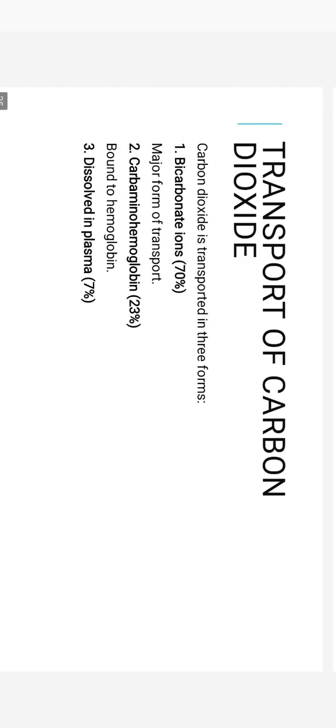Next, transport of carbon dioxide. Carbon dioxide produced during metabolism must be transported from tissues back to lungs for elimination. Carbon dioxide is transported in three different forms. The majority, around 70%, is transported as bicarbonate in plasma.